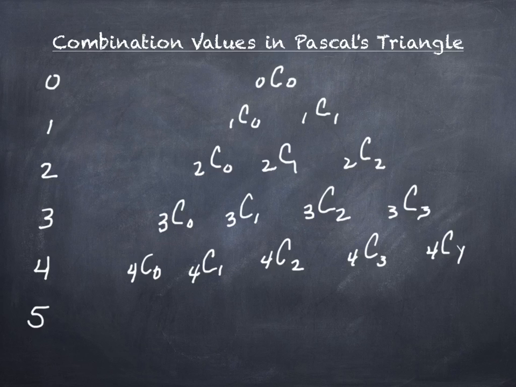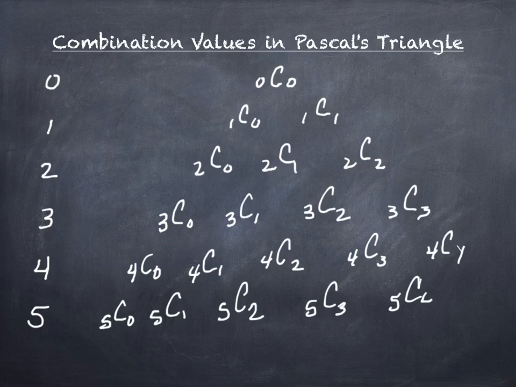And we'll do the 5th row, 5C0, 5C1, 5C2, 5C3, 5C4, and 5C5. And if I asked you to keep going, you could do row 6, right? So what I want you to see between this triangle and the other one is that they're related. You knew that though, right? So let me show you how they're related.